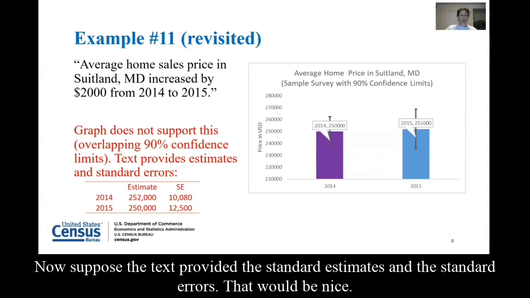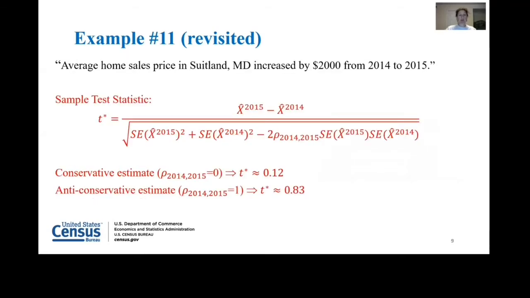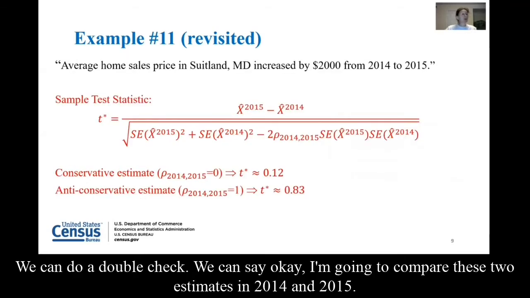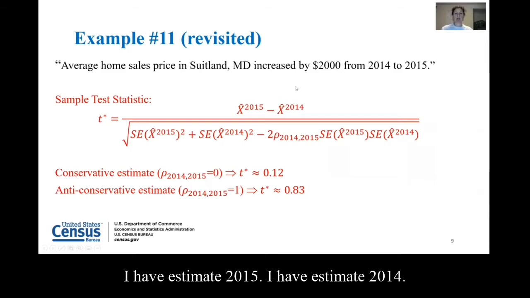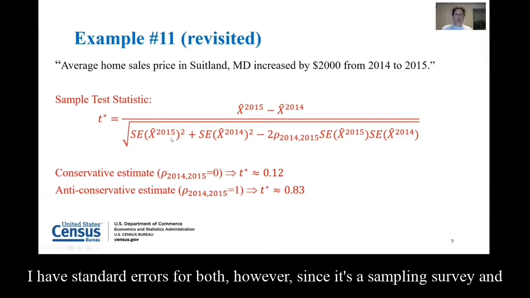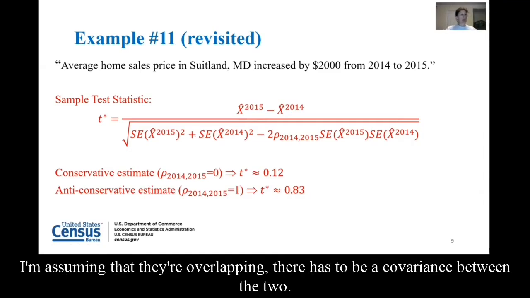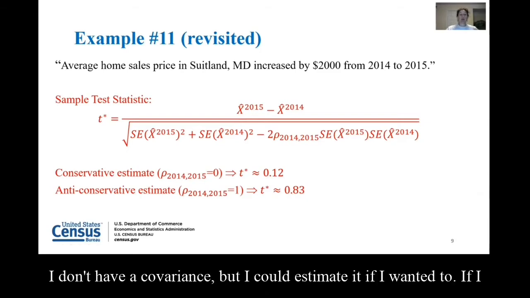Now, suppose the text provided the estimates and the standard errors. That would be nice. We can do a double check. We can say, okay, I'm going to compare these 2 estimates from 2014 and 2015. I have estimate 2015. I have estimate 2014. I have standard errors for both. However, since it's a sample survey and I'm assuming that they are overlapping, there has to be a covariance between the 2. I don't have a covariance, but I could estimate it if I wanted to.